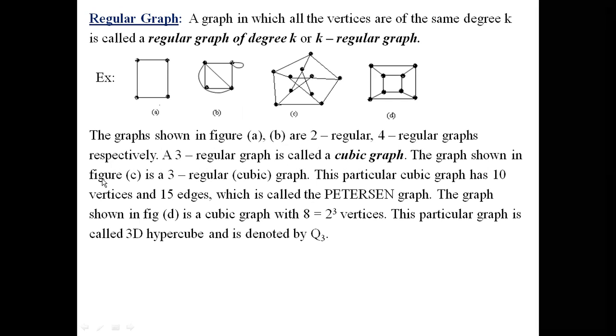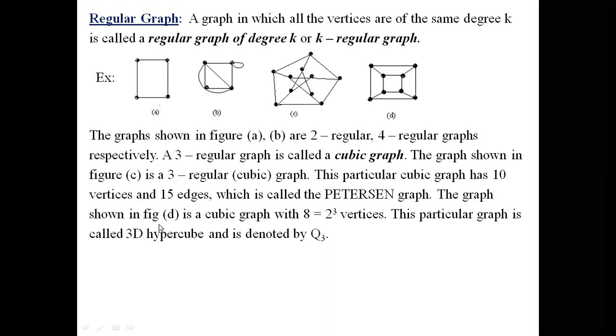The graph shown in figure C is a 3-regular or cubic graph, and this particular cubic graph has 10 vertices and 15 edges. And there is a special name for this, having 10 vertices and 15 edges. Such a graph is called the Petersen graph.